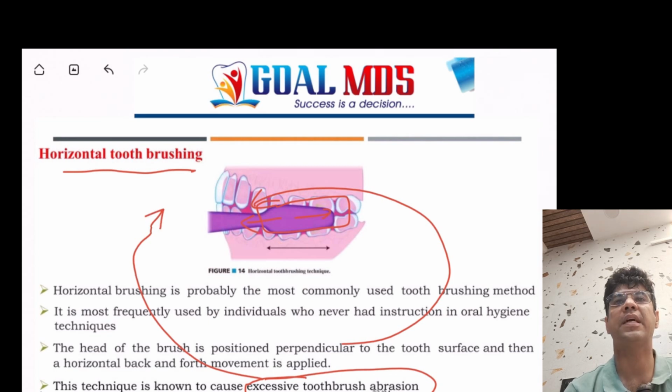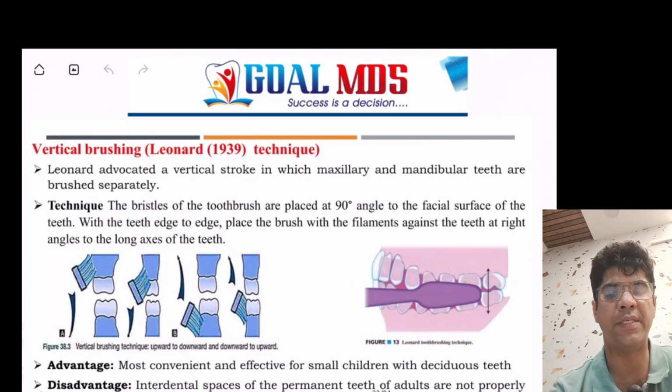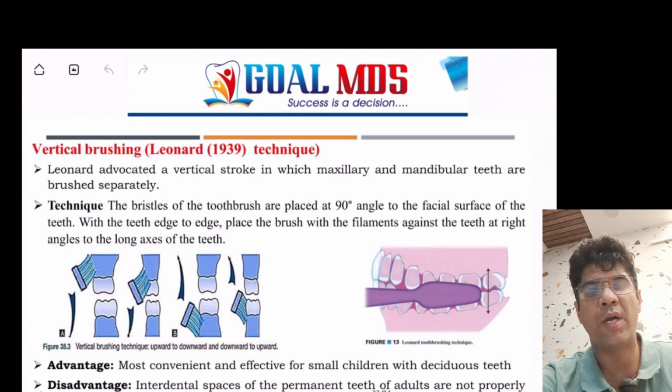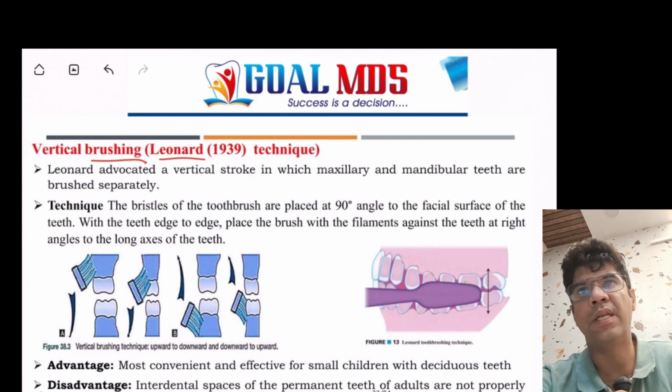So which technique can cause maximum toothbrushing abrasion? It is horizontal toothbrushing. So remember this point from your exam point of view. Generally they ask.